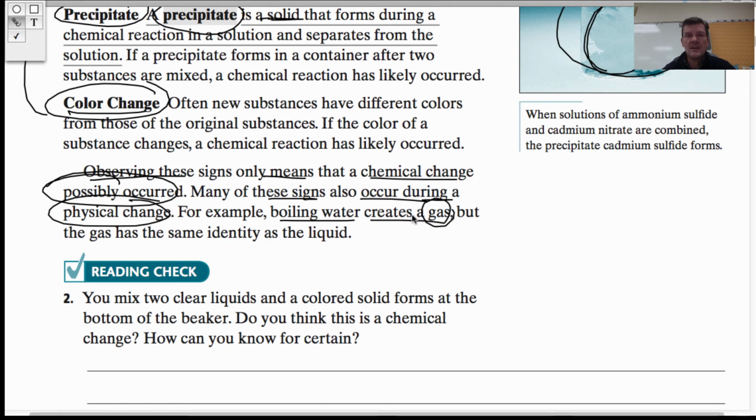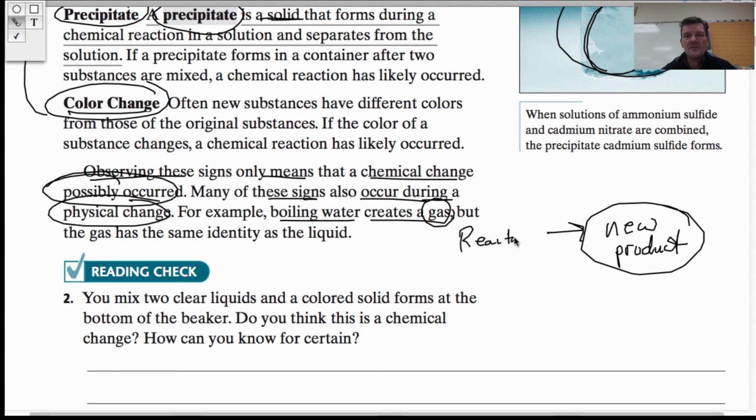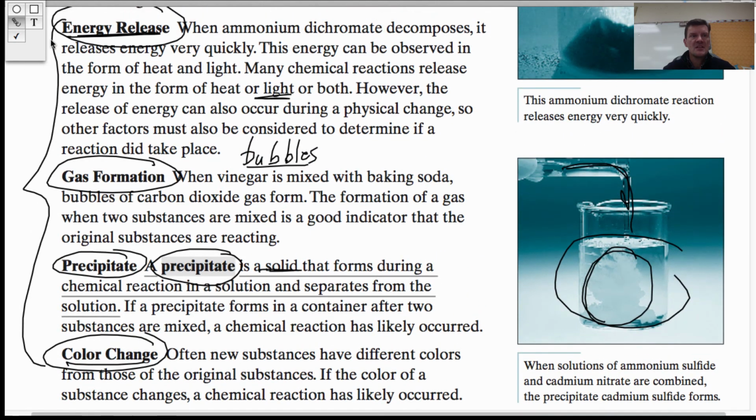Like boiling water creates a gas, you see bubbles, but that's not a chemical change, that's a physical change. Okay? The only guarantee that you have on whether a chemical change has occurred or not is if you create something new, a new product, and you test it and it has totally different properties as compared to the reactants over here. So if you form something new, it should have new properties, it should be a new chemical composition. That's the only way you really can guarantee. But we do make some observations, as I mentioned: energy release, gas formation, precipitate, and color change.